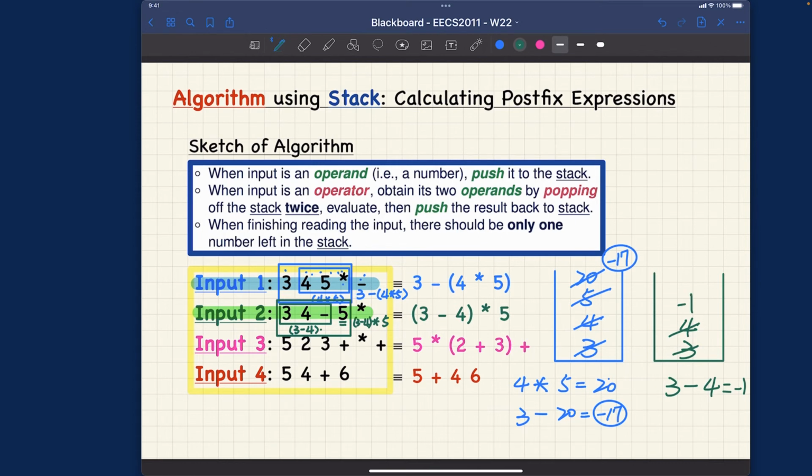The next input, after the minus, will be 5. So push 5 onto the stack. And then the next one will be multiply. That means we want to do multiply. And the right operand will be the first pop, which will be 5. The left operand will be the second pop, which will be minus 1. So that means you get minus 5. And make sure you push back to the stack. And that's the final answer you will get.